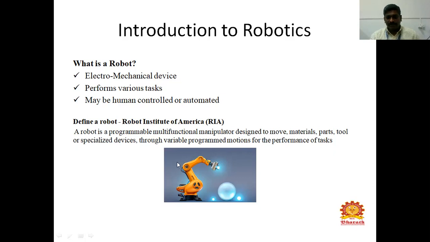Why are they designed this way? Designed to move material, parts, tools or specified devices, anything can move anything, through variable programmable motion for the performance of a task. That means you have to give the program to the robot. This program moves material, parts, tools, everything by its end effectors. This is the definition for a robot.